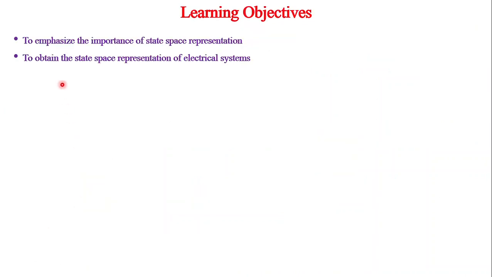In this presentation, we are going to emphasize the importance of state space representation and to obtain the state space representation of electrical systems. These two are the primary learning objectives of this video. We are going to see how to represent the state model for a given electrical system. Before that, what are the advantages of the state space model over the classical transfer function model or classical control model? We are also going to introduce the concept of state variables, state equation and output equation.